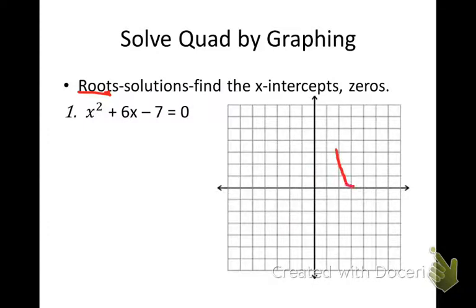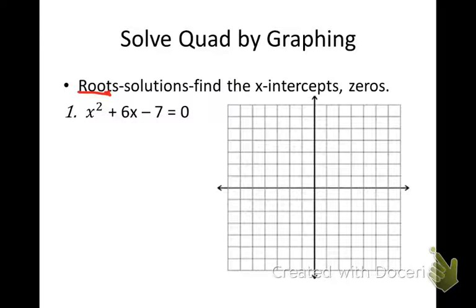What happens if the vertex point is on the x-axis? How many solutions would we have? 1. What happens if it looks something like this or something like this? How many solutions would we have? No solutions. So those are kind of the different situations we can come across.